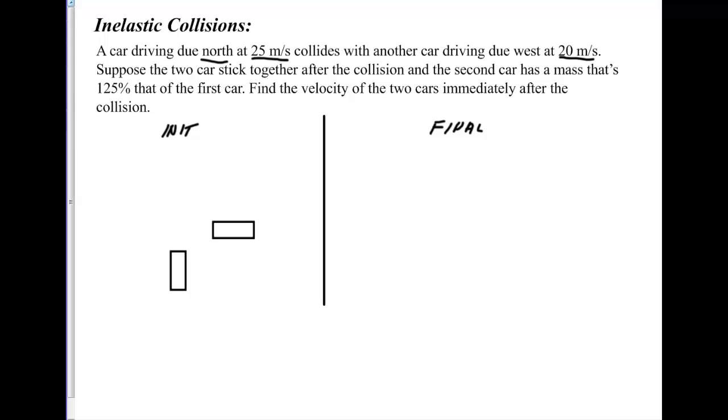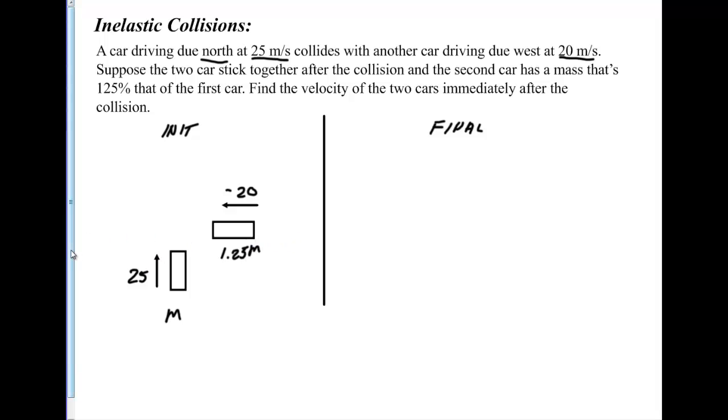We'll go ahead and draw vectors to represent the velocities. This car is going west. This car is going north. Now go ahead and label the masses and the velocities. We'll let this be m. We'll let this be 1.25 m because it's 125% the mass of the first car. This is going to have a velocity of 20. We'll make that negative since it's going to the left, and we'll make this 25 because it's going positive.